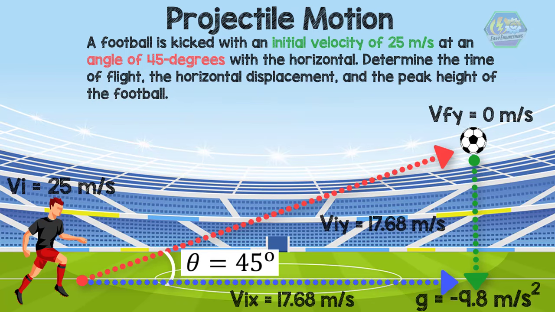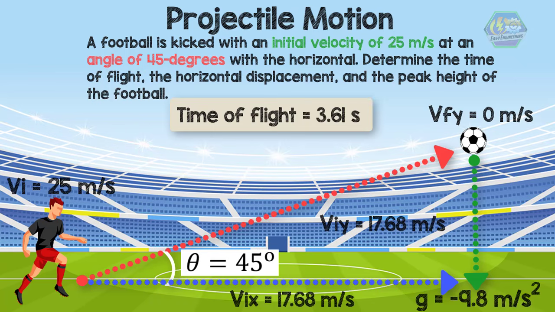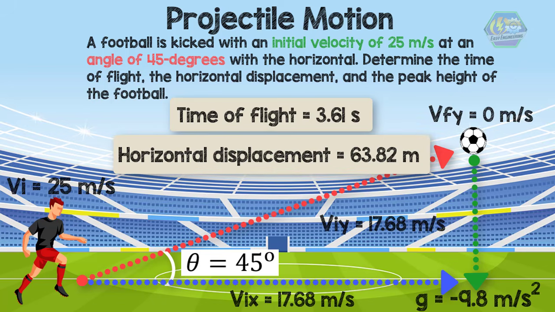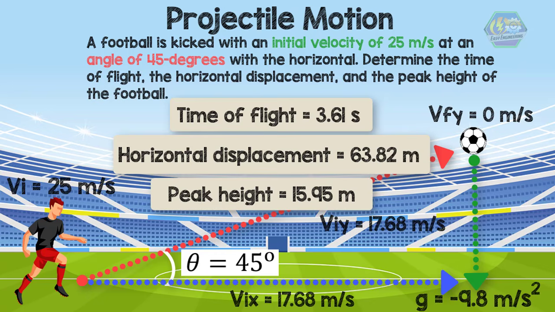So to sum up, the time of flight of the ball is 3.61 seconds. The horizontal distance traveled by the ball is 63.82 meters and the peak height is 15.95 meters.